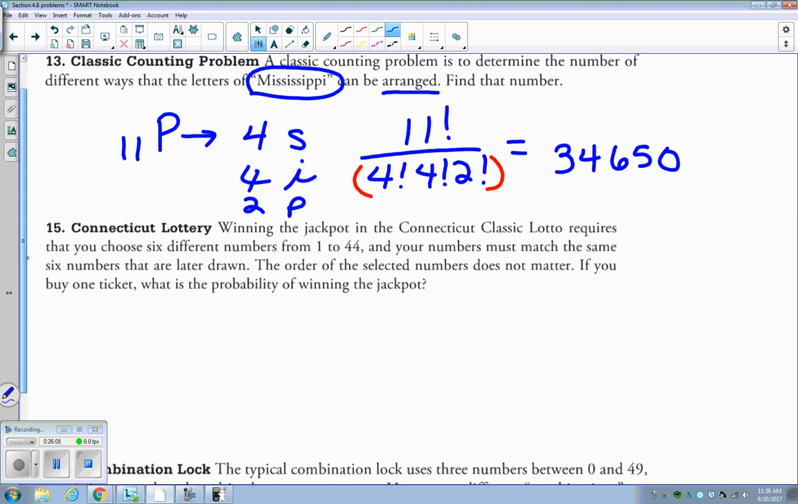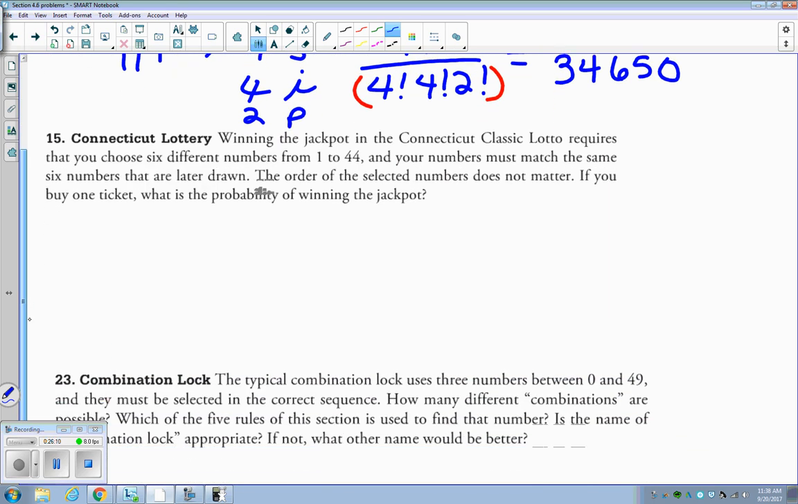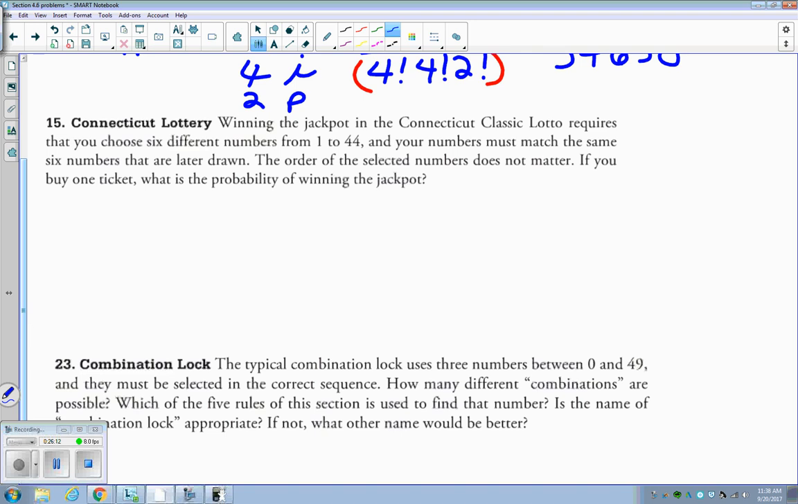Okay? So how about that good old lottery? Winning the jackpot of the Connecticut Classic Lotto requires that you choose 6 different numbers from 1 to 44, and your numbers must match the same numbers that are later drawn. The order of the selected numbers does not matter. Right there it tells you it's what? Combination. If you buy 1 ticket, what is the probability of winning the jackpot?